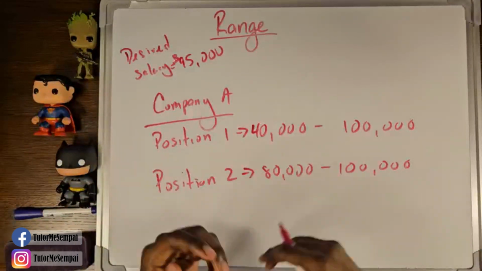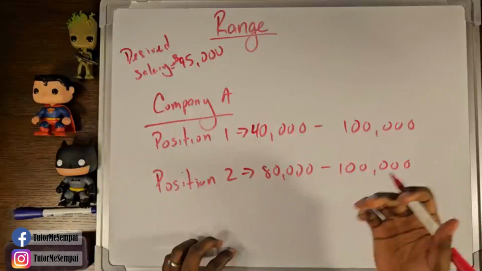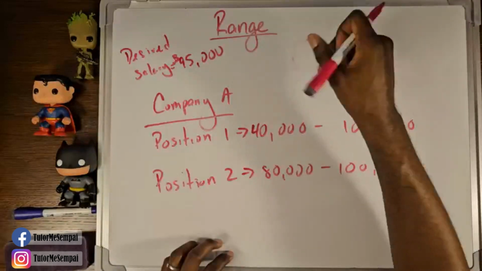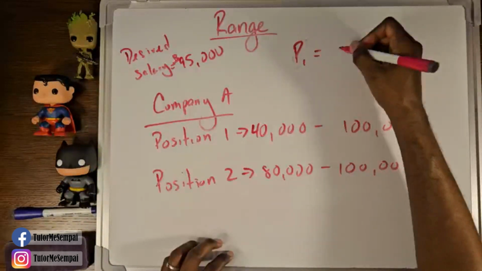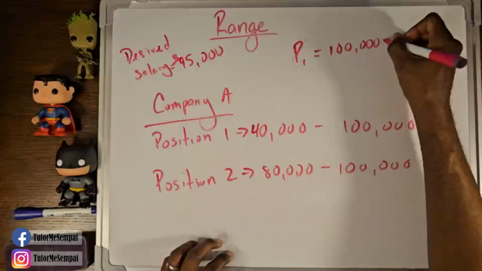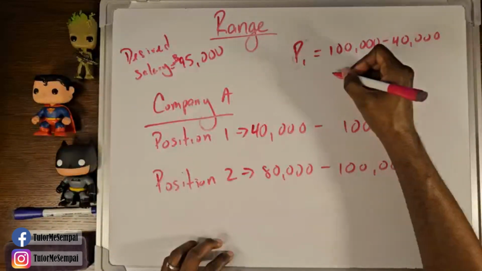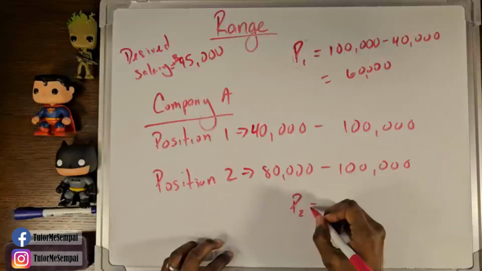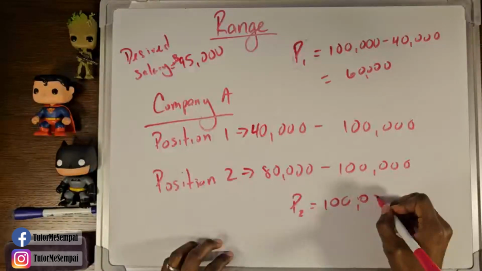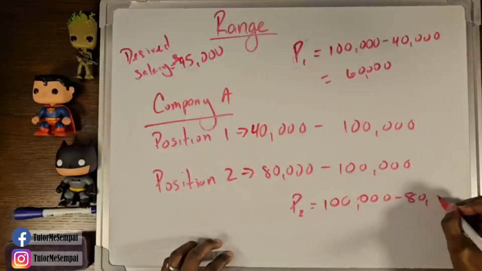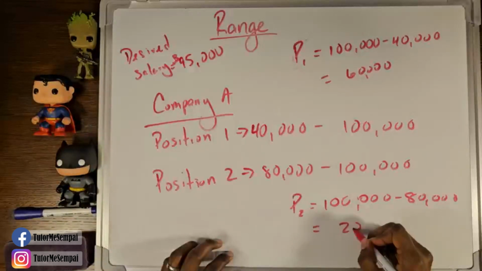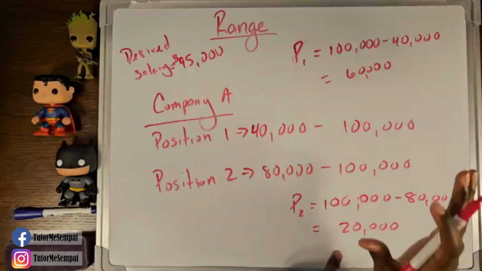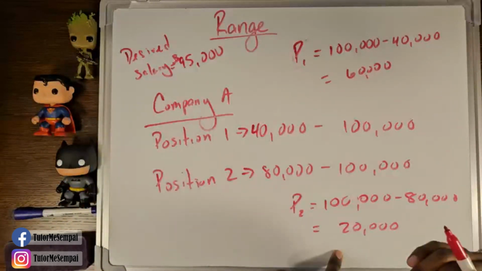Range, once again, is telling you how your data is spread. So if you were to find the range of each of these, position 1, let's say P1, has a range of 100,000 minus 40,000, which equals 60,000. P2 has a range of 100,000 minus 80,000, which equals 20,000. 60,000 and 20,000, your 2 ranges. One is a decent bit higher than the other.